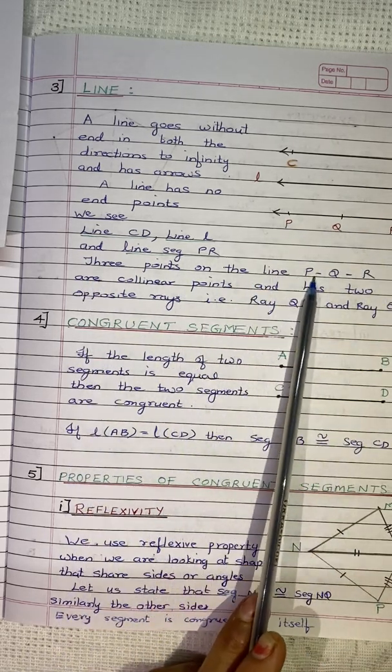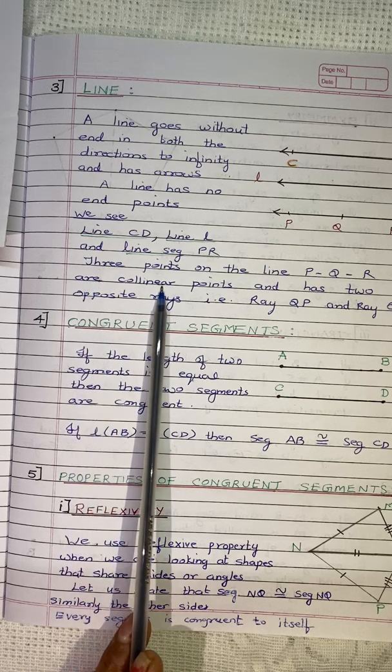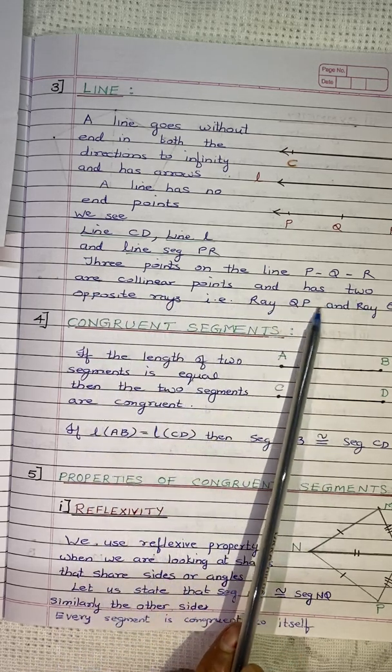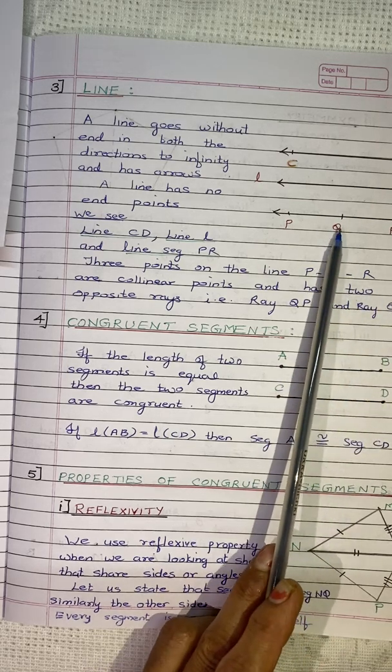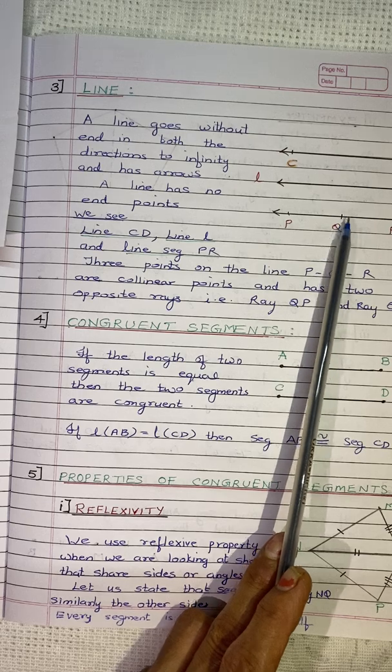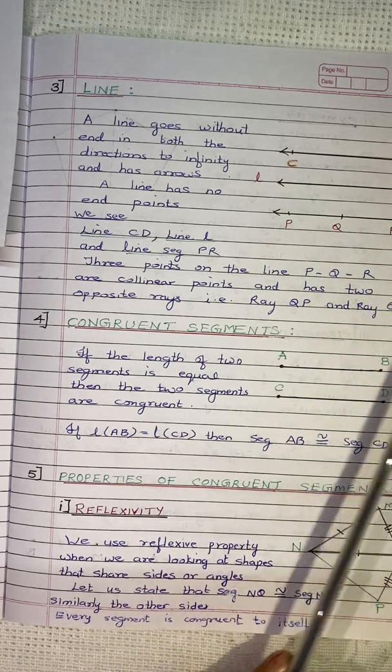The 3 points on the line, P, Q, R, are collinear points and have two opposite rays, that is ray QP and ray QR. Now ray QP goes from the point to the arrow, and QR from the point to the arrow.